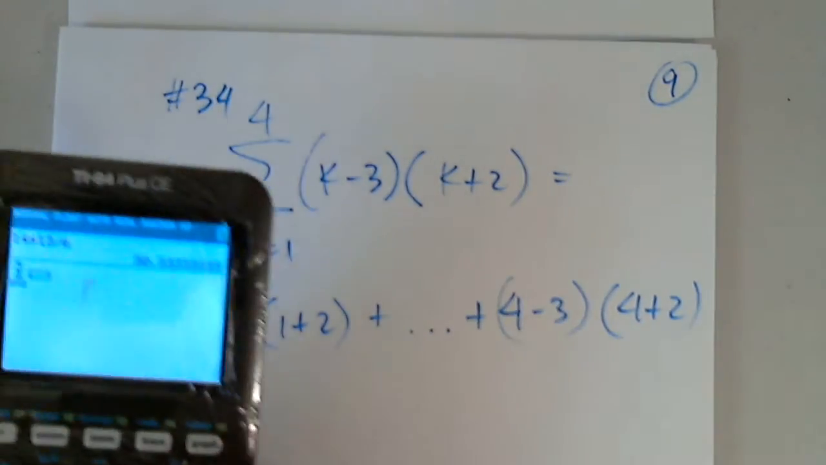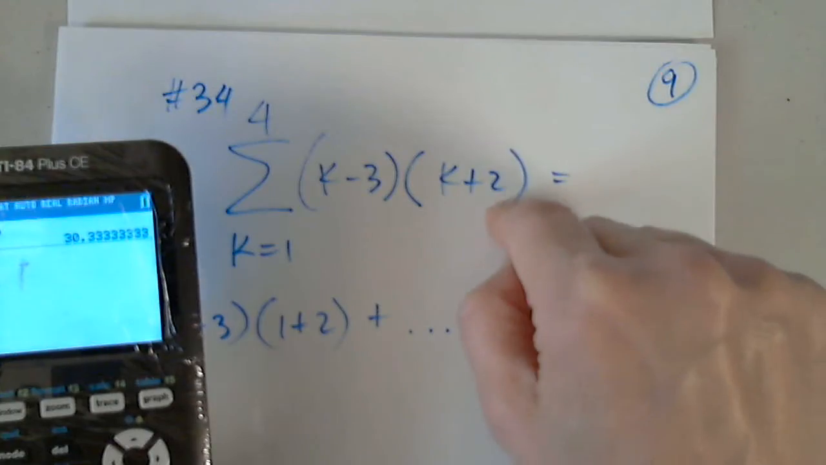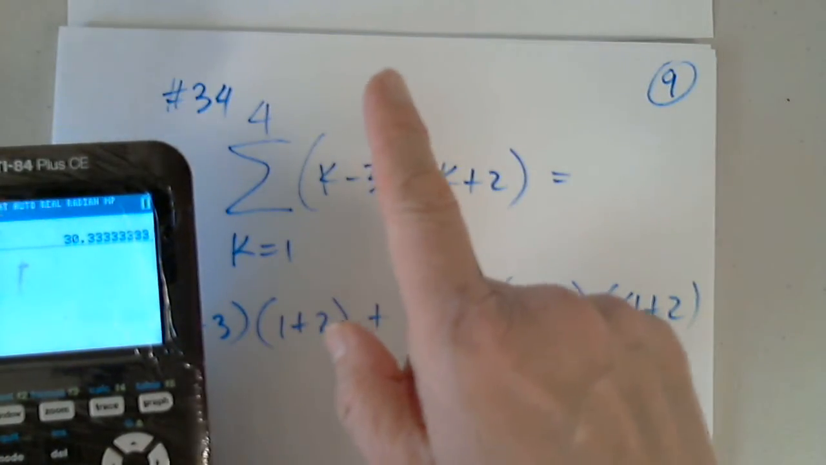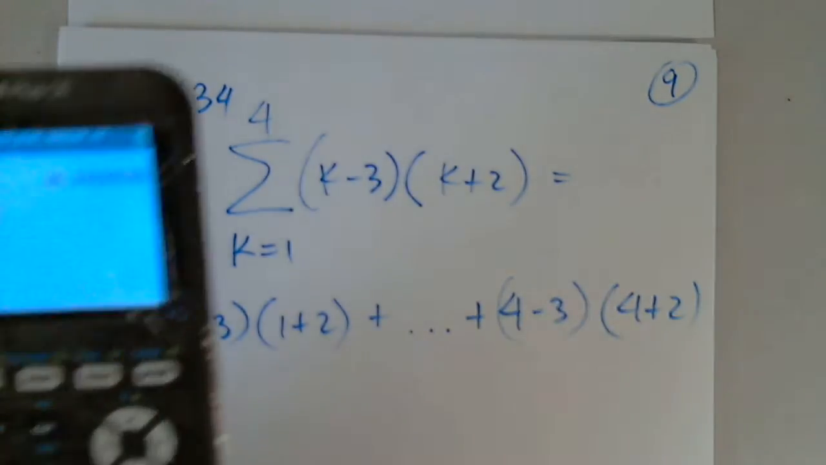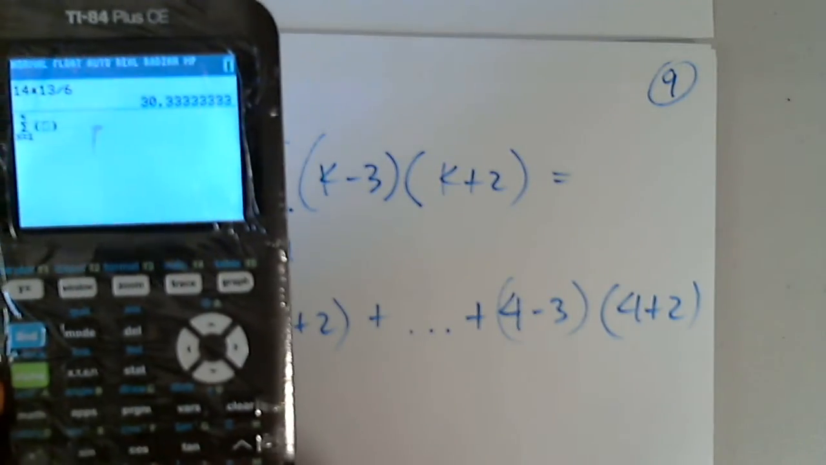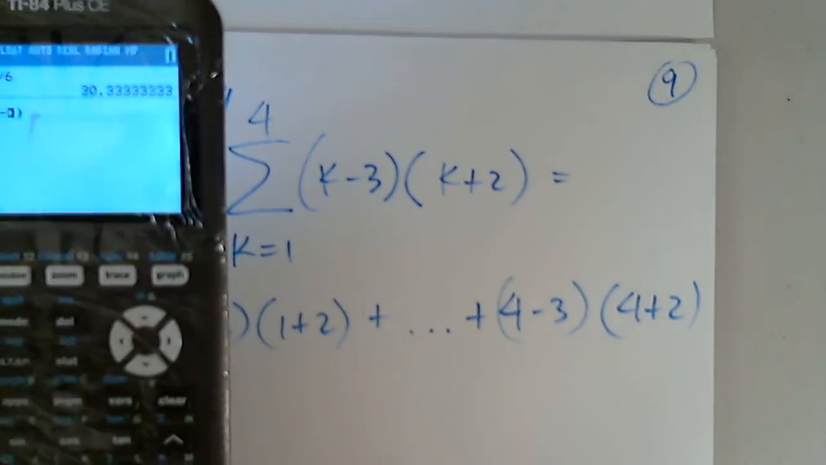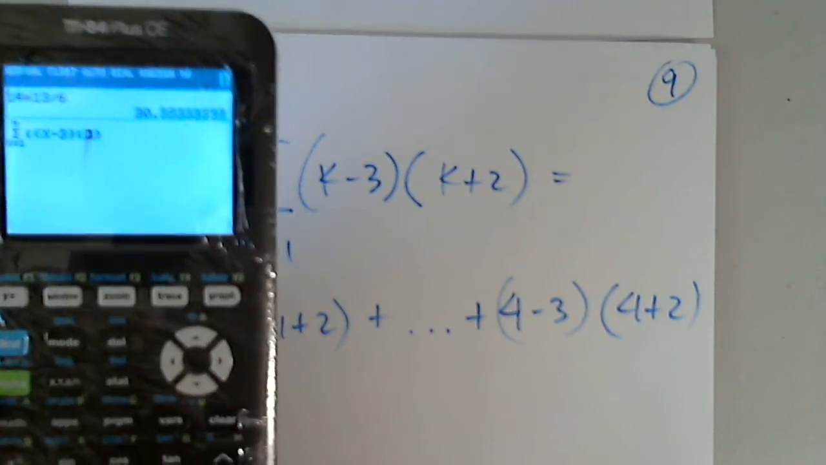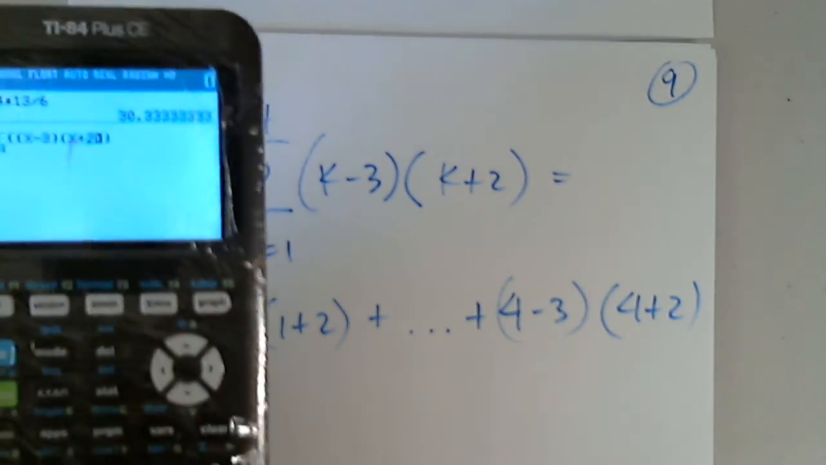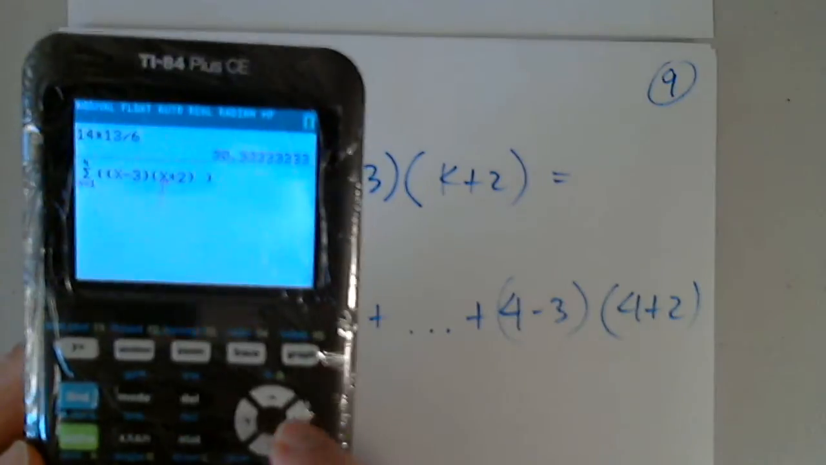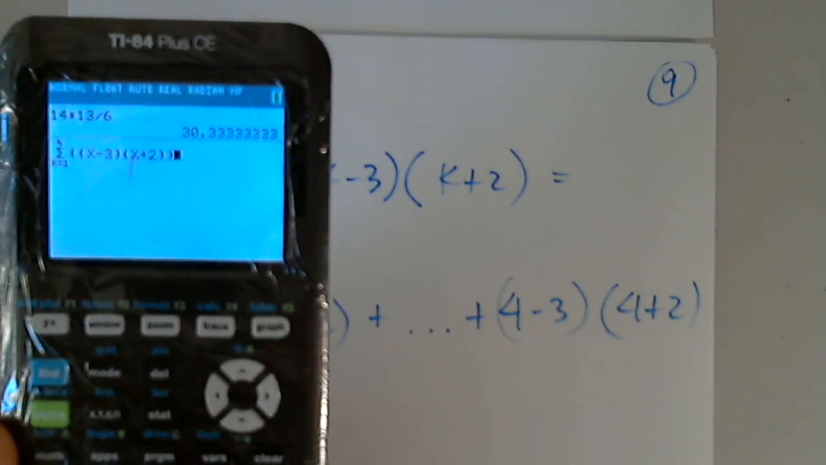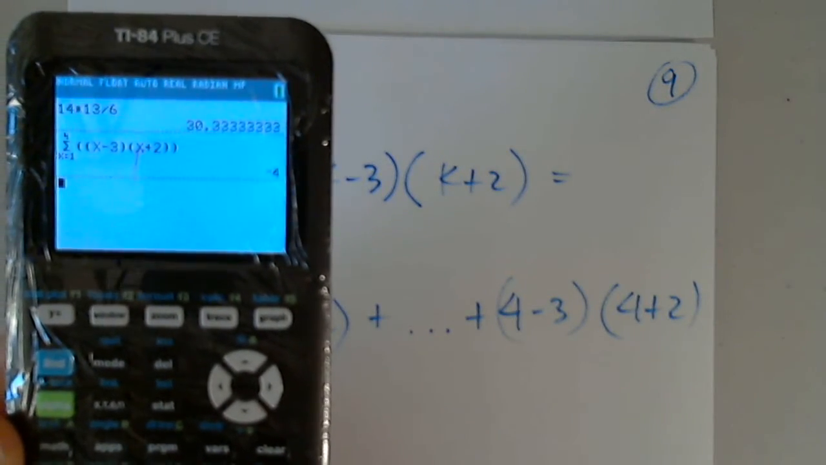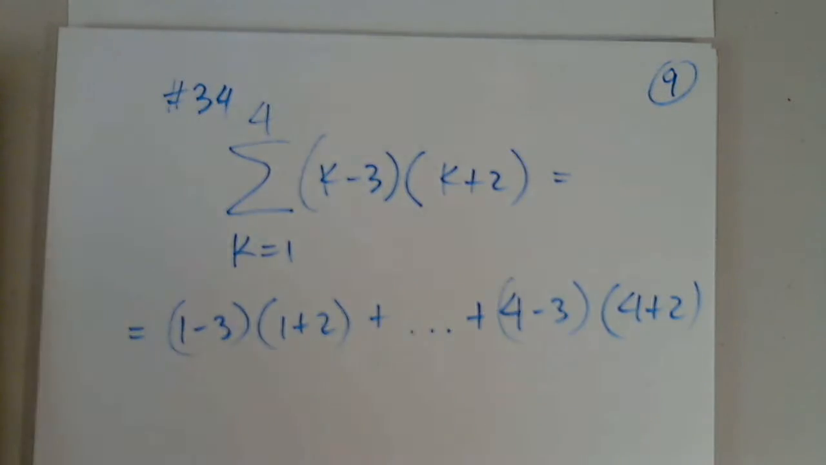Now, I think that this calculator requires these parentheses and maybe an extra set. So careful. So x minus 3, and then in parentheses again, x plus 2. In certain situations, we need extra parentheses. Let's see what happens. So it says it's -4.